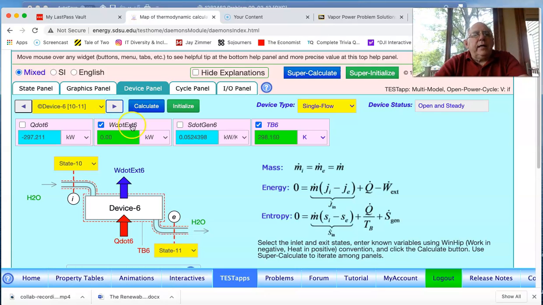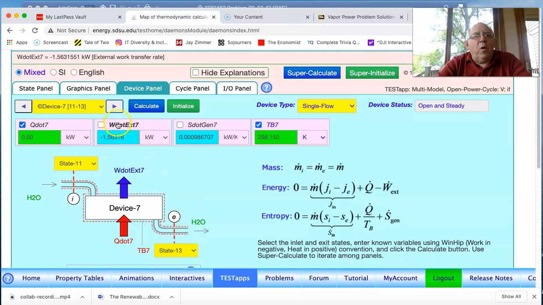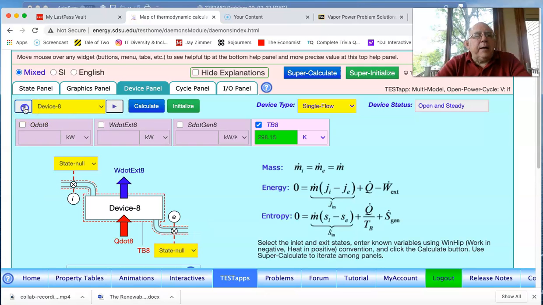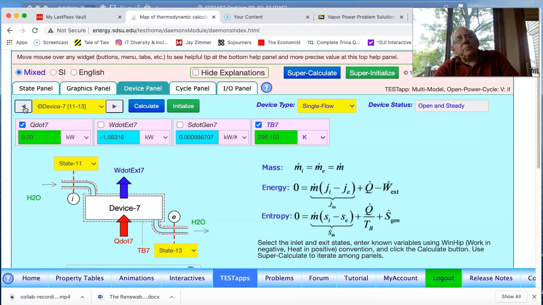And then we had the condenser, and this is the condenser going from 10 to 11 and how much heat is rejected in the condenser. And then we have device 7, which is the pump, the steam pump, the feed water pump, and it takes the state 11 to state 13. And so that's the actual state associated with the pump. And we see a little bit of work that's being required. And so that ends up all the device panels.